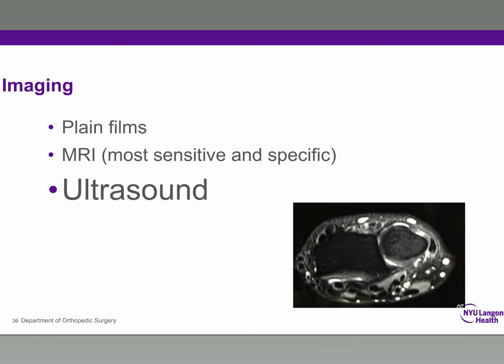How do we assess it? Plain films always, as Dr. Hacquebord pointed out, are our best friend along with history, but sometimes an MRI is required, and my favorite is an ultrasound for this particular problem because it's a dynamic study. You can actually see the tendon snapping in and out, and it helps identify the pathology.